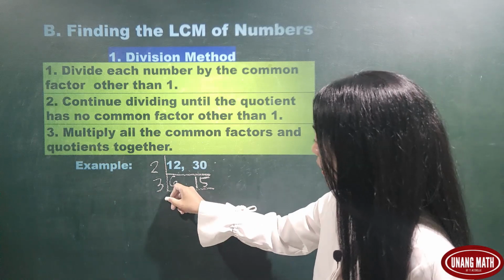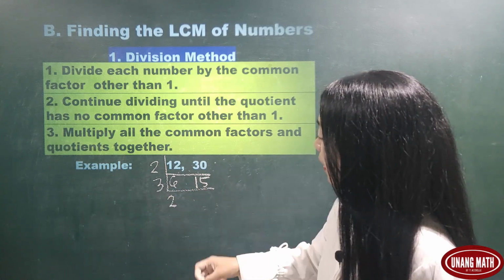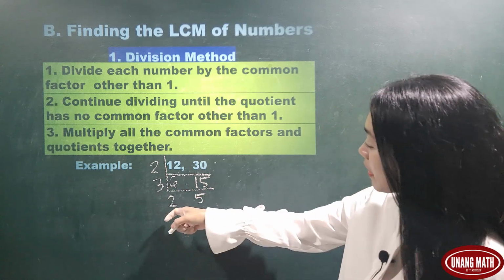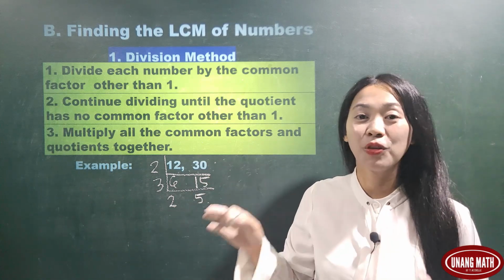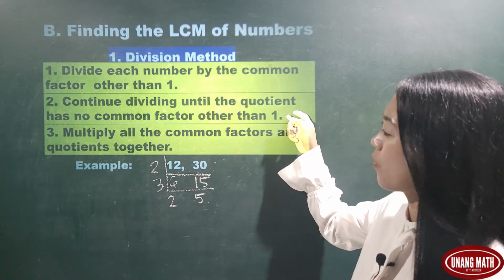6 divided by 3, 2. 15 divided by 3, 5. This time, 2 and 5 have no more common factor other than 1.